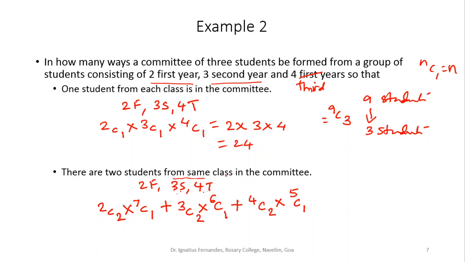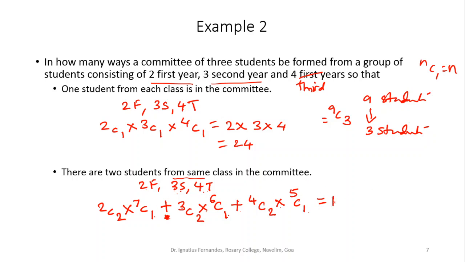So the answer for this question depends on these 3 cases. I take 2 from the first year and 1 from the remaining 7, or 2 from the second year and 1 from the remaining 6, or 2 from the third year and 1 from the remaining 5. Okay, so you have to just simplify this and find out the answer.